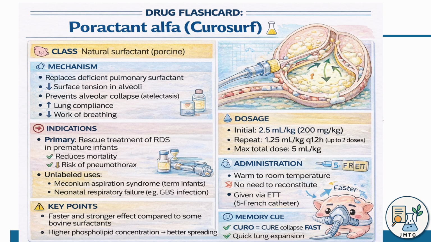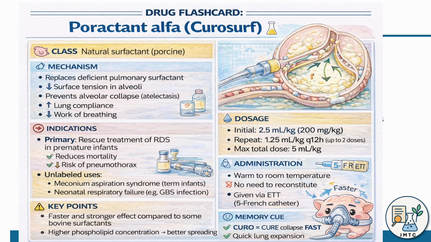Let's look at itong pinaka-common sa Philippines, Curosurf. What type and source of surfactant is Surfactant alpha or Curosurf? So, it's a natural surfactant derived from pig lung. And what is the primary clinical use of Curosurf? So, it's not for prophylaxis. Yun ang very obvious sa table na natingnan natin kanina. It's for rescue treatment of RDS in premature infants to reduce mortality and pneumothorax.